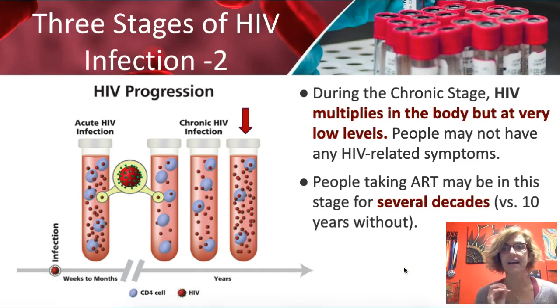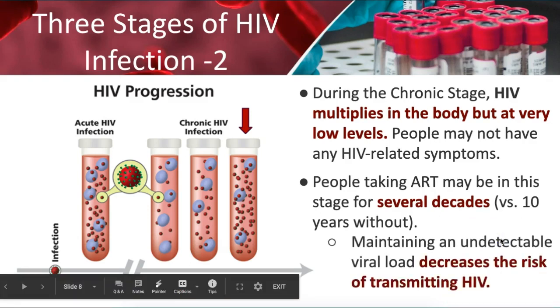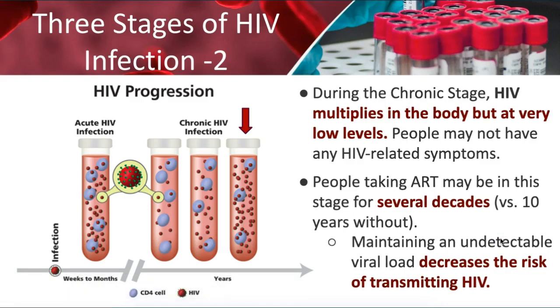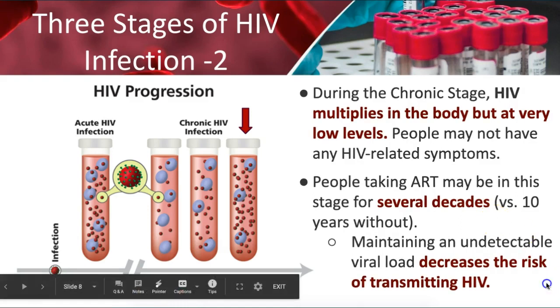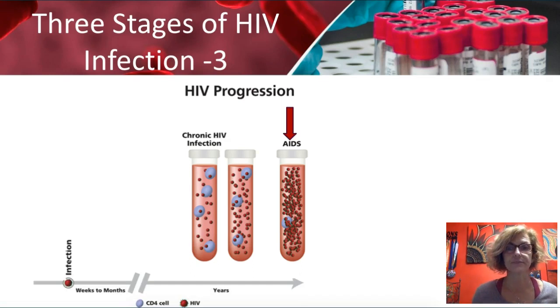If you are taking antiretroviral drugs, ART, you can stay in this stage for several decades. Before the antiretroviral drugs, the disease progressed very quickly. And if a person was not able to receive these drugs, their disease would progress much more quickly. So maintaining that undetectable viral load decreases the risk of transmitting HIV. So it's super important to lengthen your own life as well as protect the people around you.